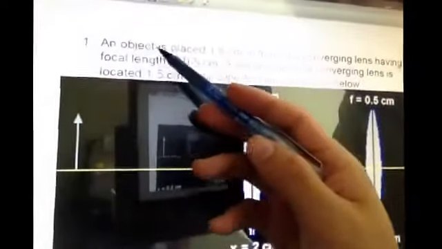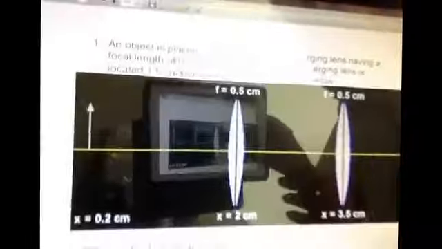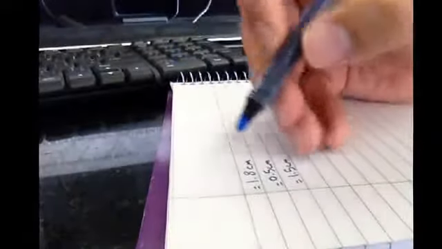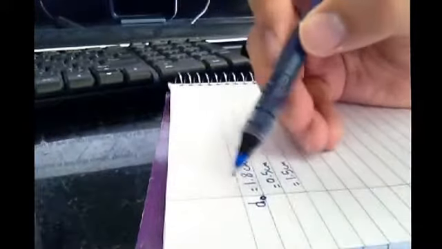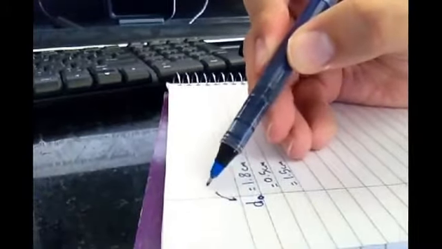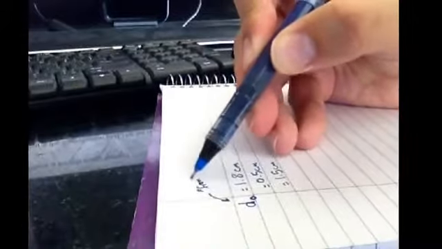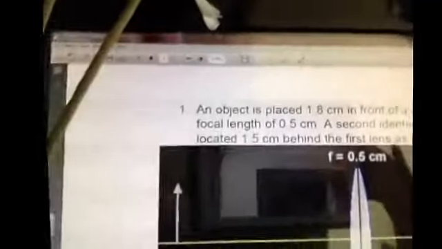An object is placed 1.8 centimeters in front. Now the key word here is front. Okay? It's talking about the object. So it's talking about a position, so we're going to call it D or X if you prefer, of the object. Okay, this is the position of the object, and the key word was in front.